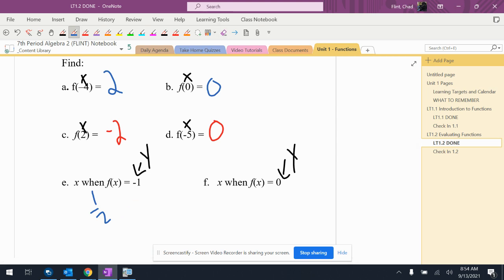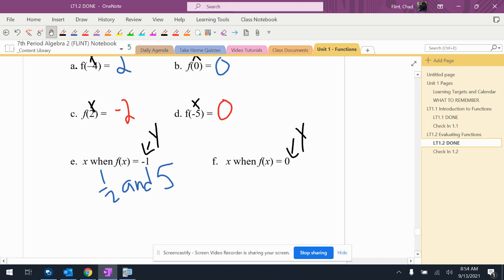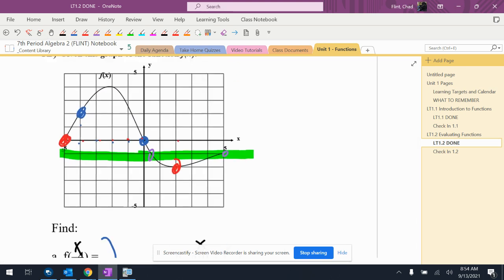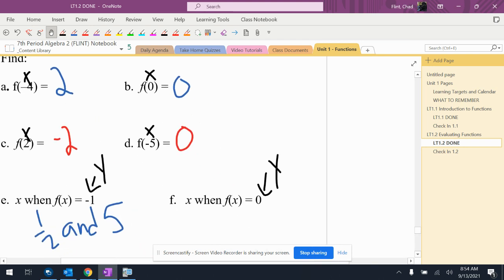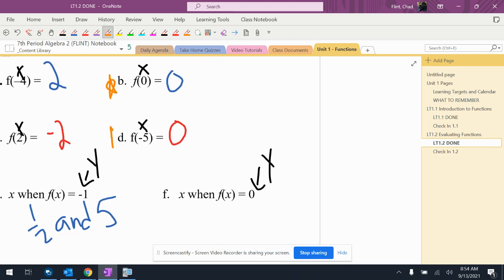Let's make sure we understand what I'm doing. 1/2 and 5. So now f of x equals 0. That's y equals 0. So y equals 0 right along this axis right here. So we've already got these figured out. It's this red dot and then this blue dot, which we already have right here and here. So x equals 0 and -5 gives me an output value of 0. So just be careful which one it's asking for. Is it giving you the x or is it giving you the y?